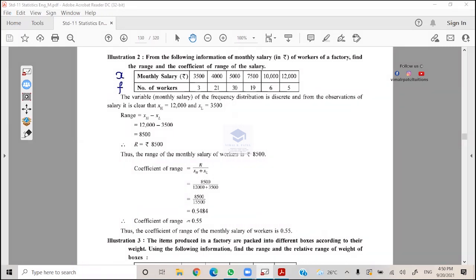So we should consider the value of x. Highest value 12,000, lowest value 3,500. So 12,000 minus 3,500. Simple. You don't have to consider frequency here. And the relative range or coefficient of range is XH minus XL upon XH plus XL. 12,000 minus 3,500 upon 12,000 plus 3,500. 8,500 upon 15,500.